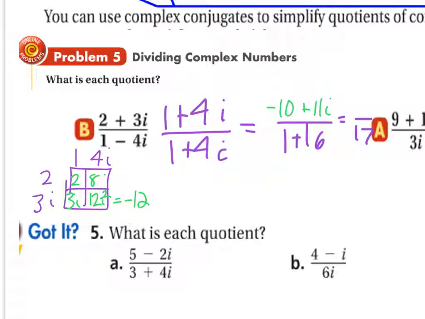So what we do is we take that over the 17 and we actually just take each individual piece. Negative 10 over 17 plus 11 over 17i. Again, sticking to that a plus b times i format, even though they're fractions, still do the same thing. And then we do likewise with this one.